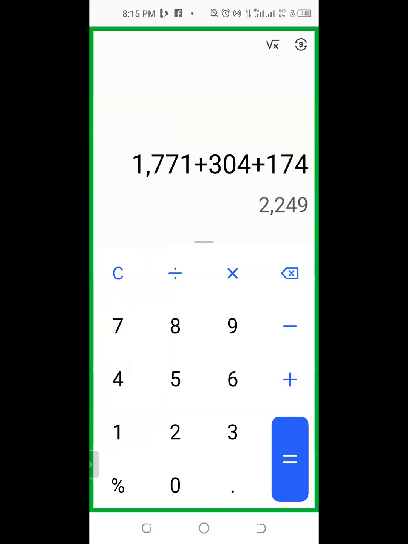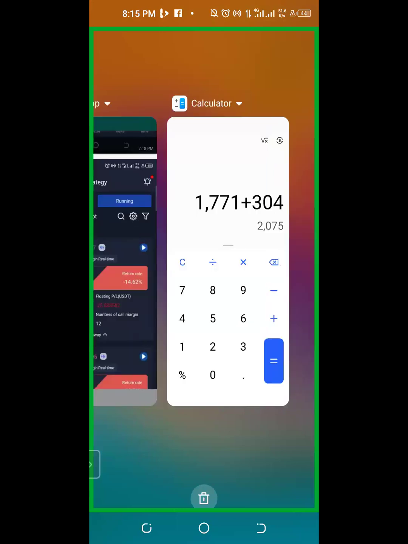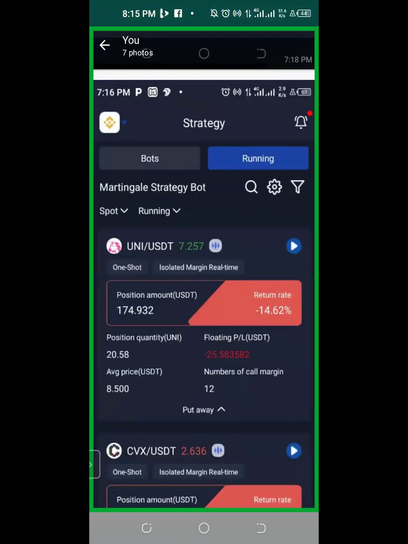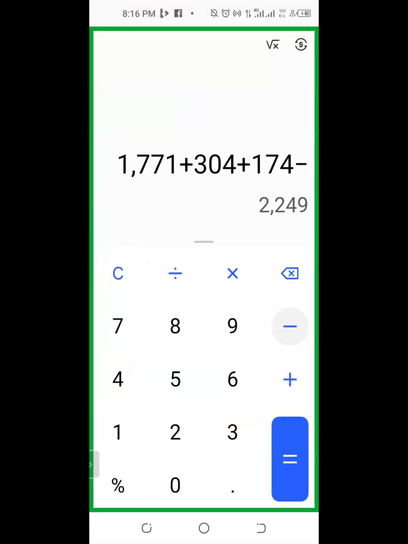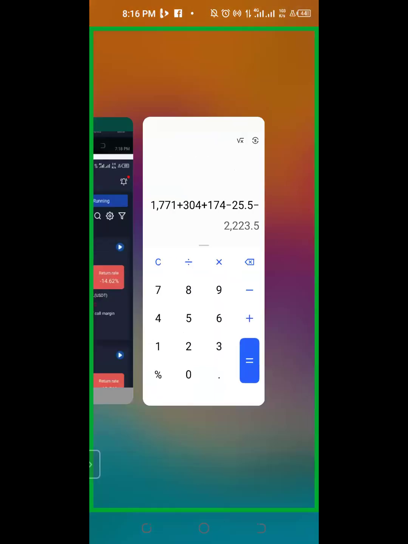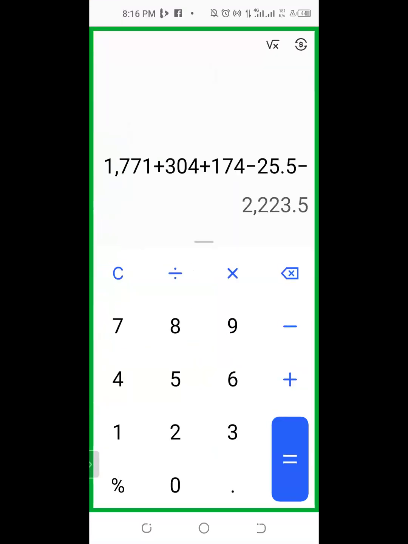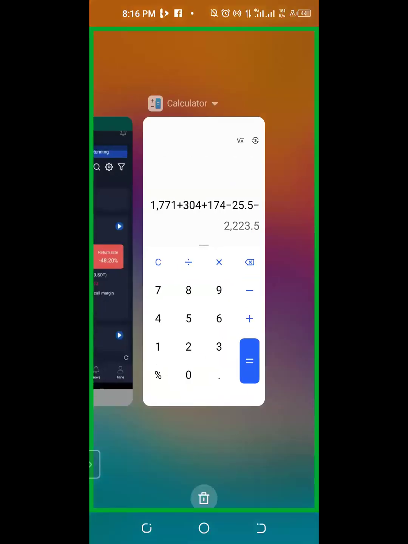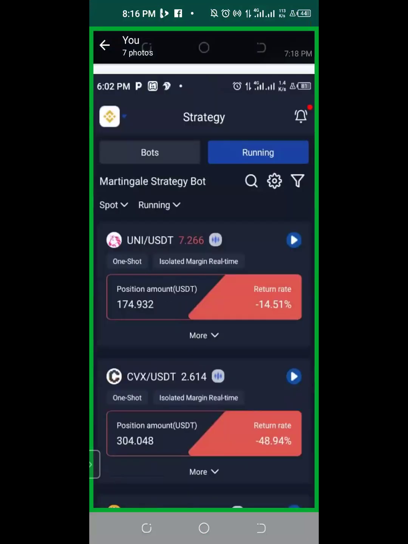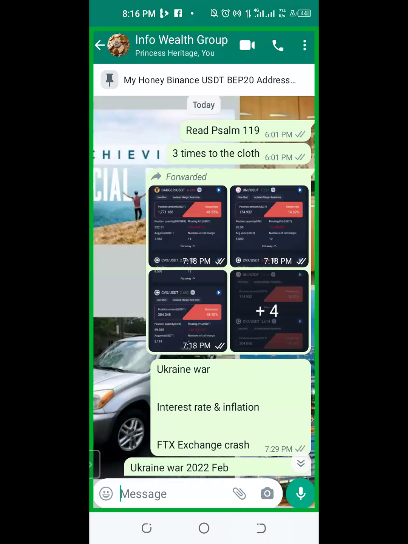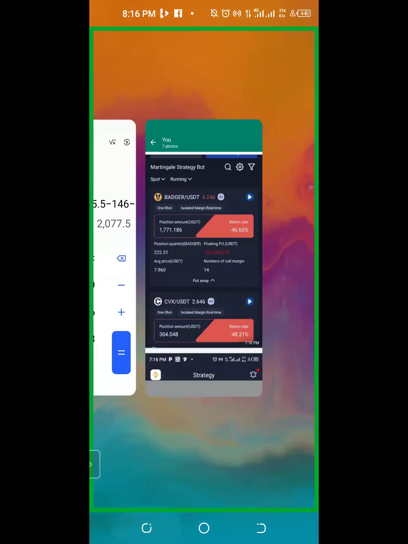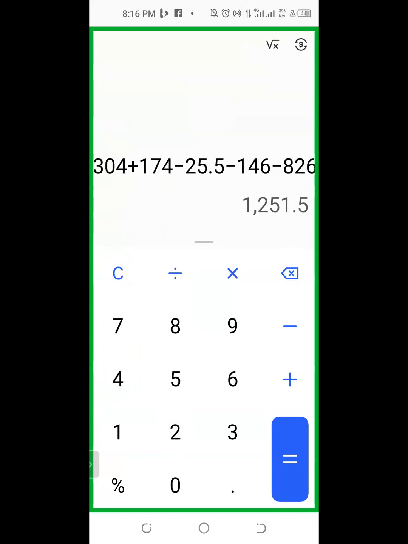But because the coins have gone down in value, that's why you now discover that in your Binance, let's remove that floating P/L, profit and loss. That's the meaning of P/L. When you remove minus 25.5, then minus $146, then minus the budget that has really taken much of the capital, minus 826, that's huge. That's really huge. That's why you are seeing your Binance that your money has reduced to 1,251.